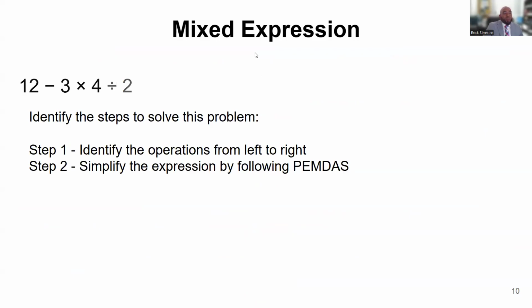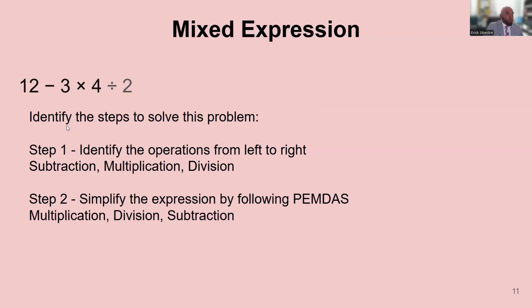So when we're dealing with mixed expressions, we are going to apply the same skills, the same steps that we did before. Step number 1, you are going to identify the operations from left to right. And step number 2, you are going to simplify the expression by using PEMDAS. So take a look at this example. Step number 1, identify the operations from left to right. If I look at this expression, I have 12 minus 3 times 4 divided by 2. So I see that I have subtraction, multiplication, and then I have division.